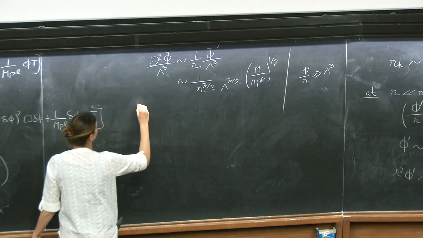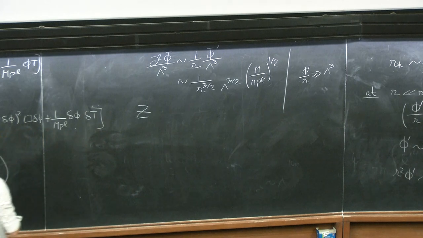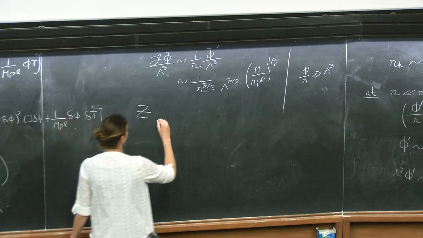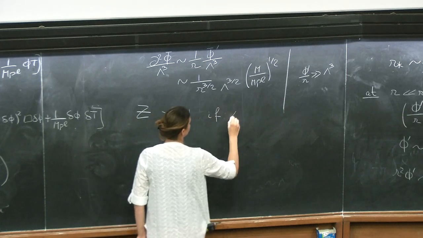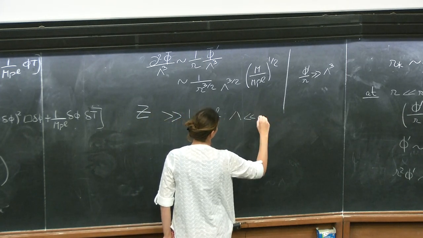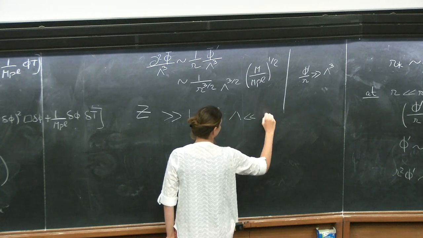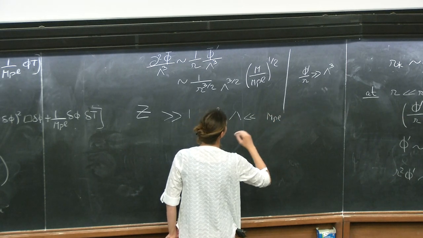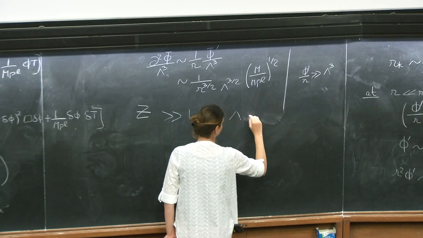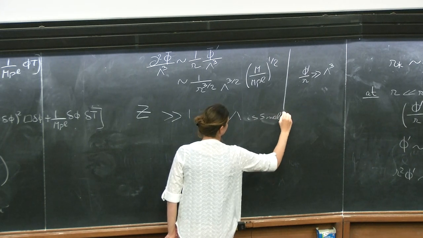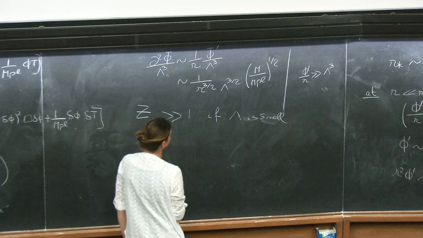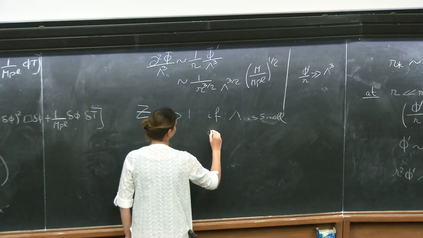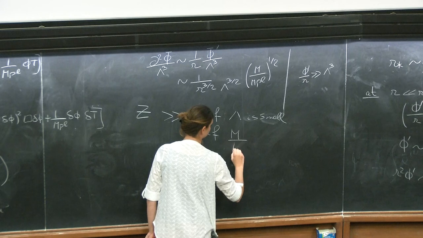So z, the eigenvalues of z, roughly speaking, are much larger than 1 if lambda is very small, some scale, Planck, but don't really mean m Planck. So the smaller the strong coupling scale is, the more efficient the Einstein mechanism will be, or if the mass is very large.